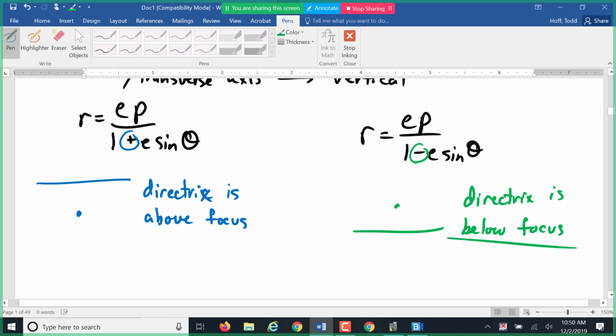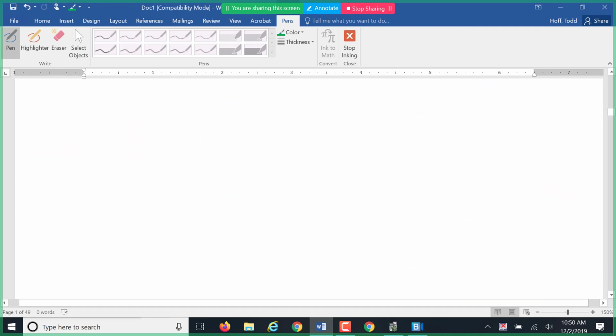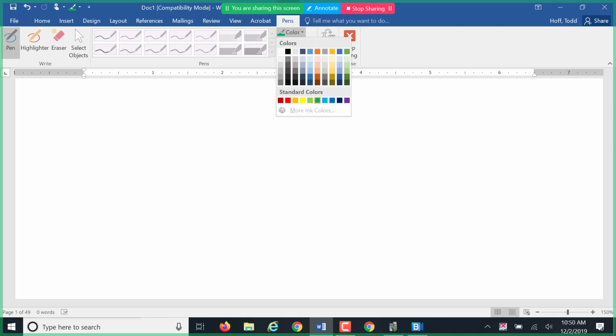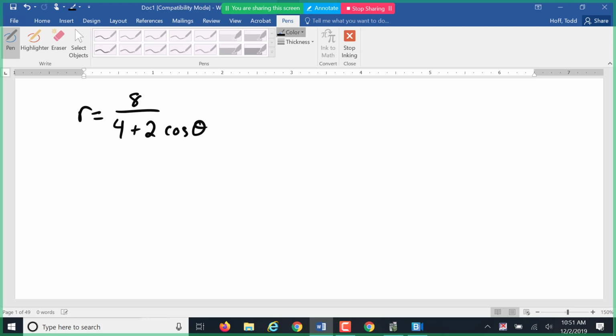You'll notice, however, in all 4 forms of that equation, it's EP over 1 plus or minus E times either sine or cosine of theta. So if we're going to look at trying to graph a conic section in polar form, one of the first things we have to do is get it into that form. So for example, if we have R equals, I want to make life easy on myself here, 8 over 4 plus 2 cosine theta.